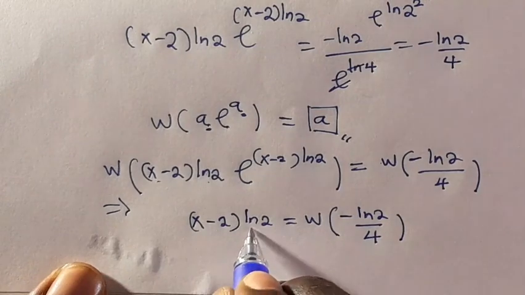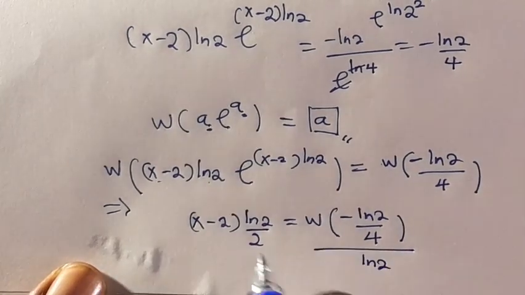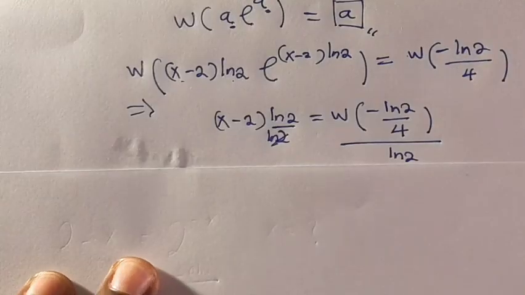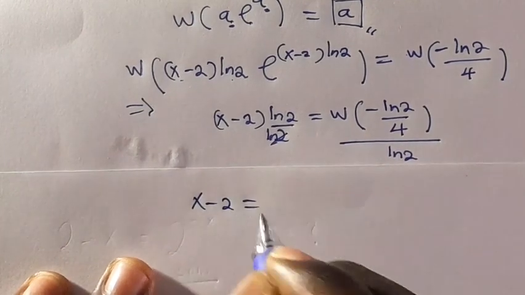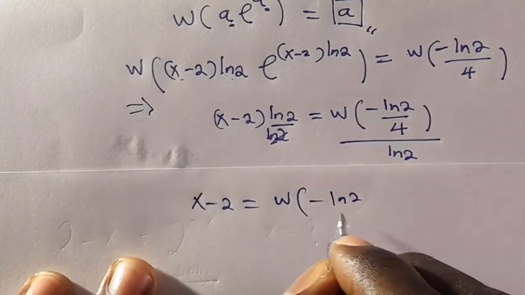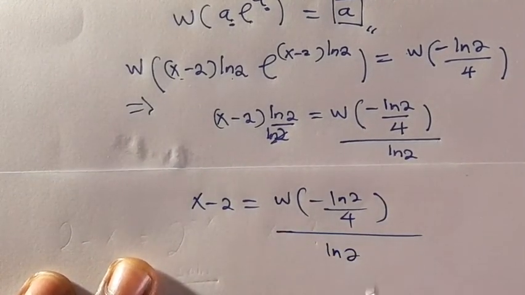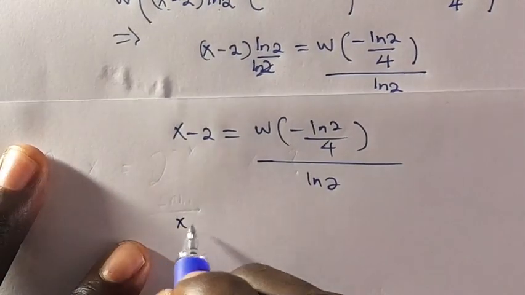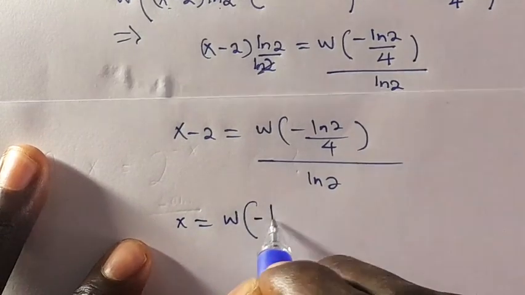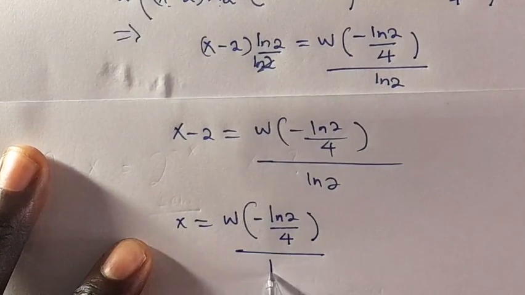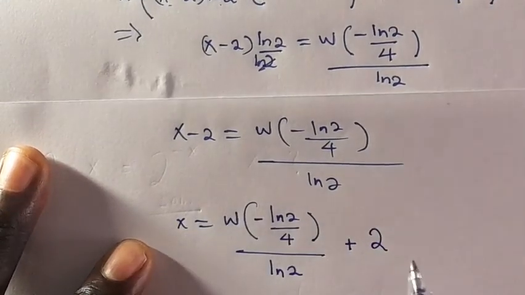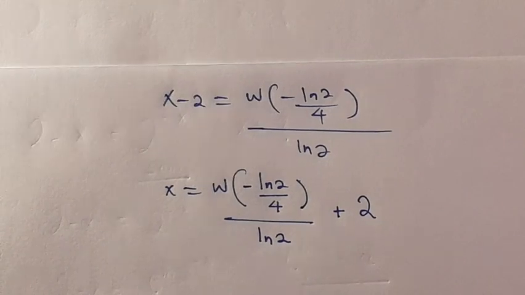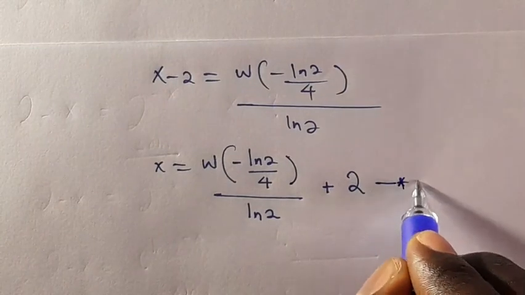So now from here, when we divide both sides by ln2, this will cancel this, then we have x minus 2 equals W of minus ln2 divided by 4, then all divided by ln2. Which means that we have our x equal to W of minus ln2 divided by 4, all divided by ln2, plus 2, by collecting the like terms. So this will change to plus. Now, we can take note of this as equation 1.